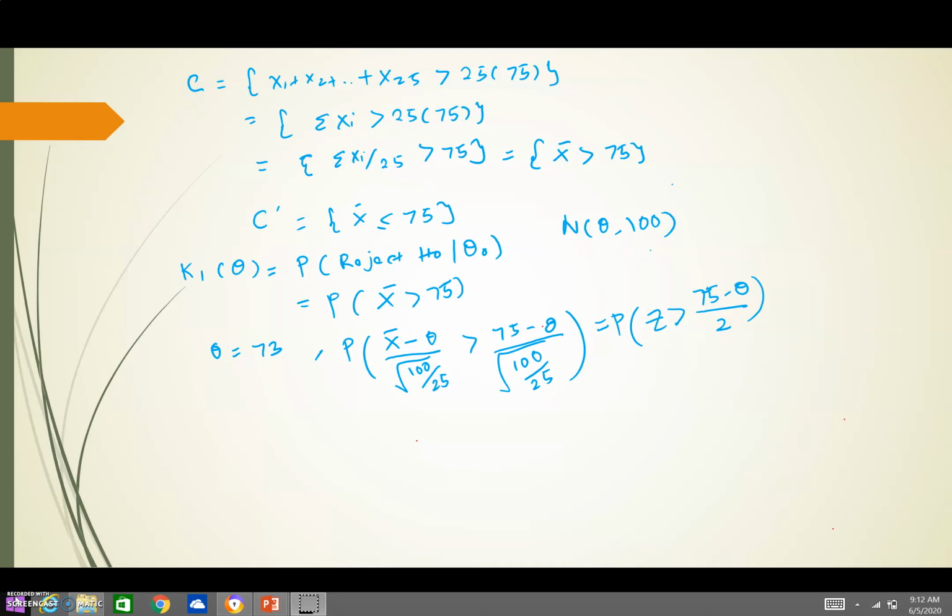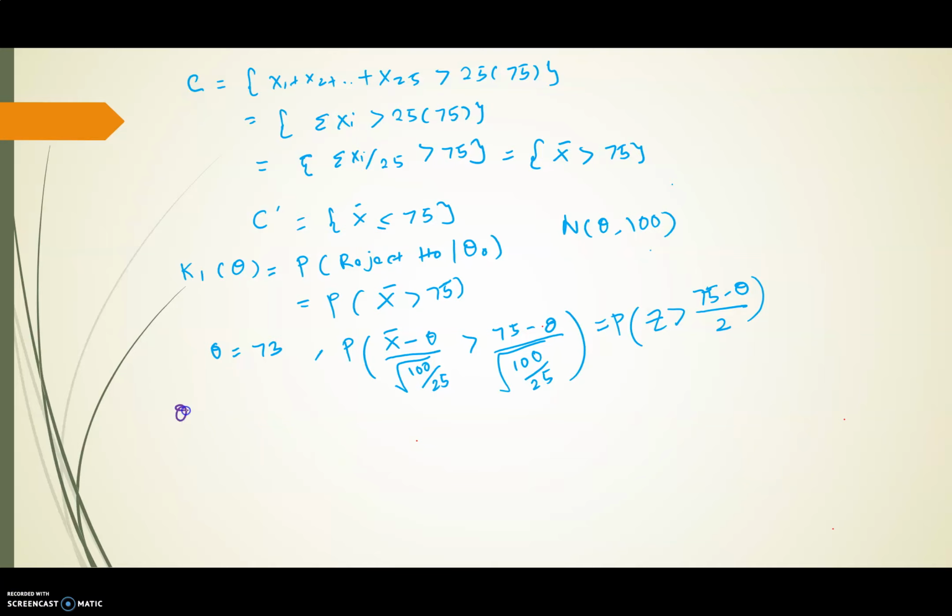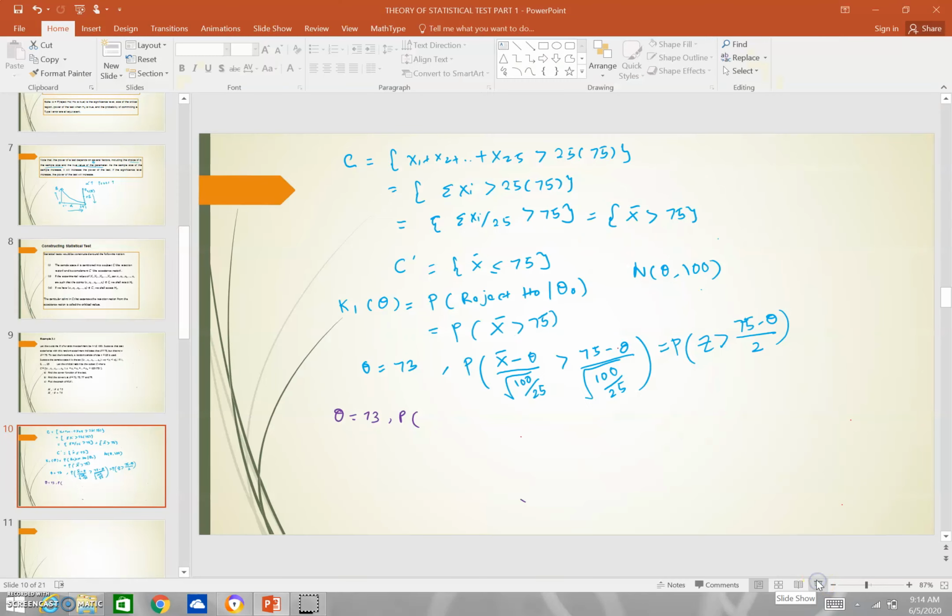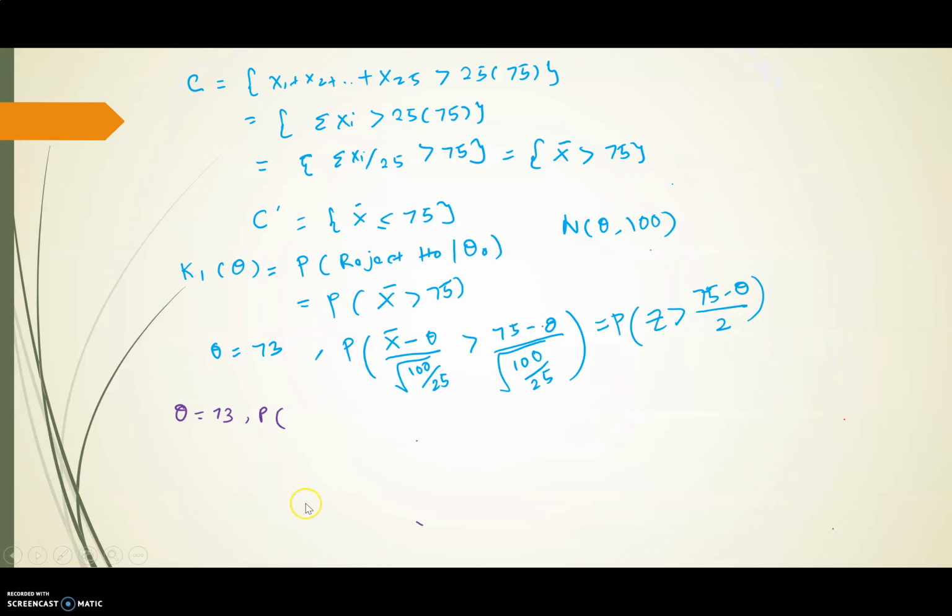Now if we substitute theta equals 73, we have the probability Z greater than 75 minus 73 divided by 2. We compute this, and it gives us Z greater than 1. From our stats table, we find it gives us 0.1587.